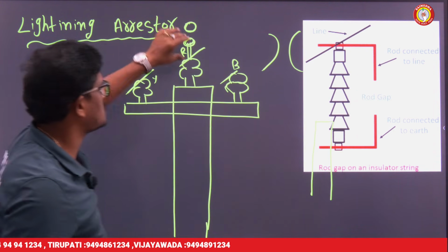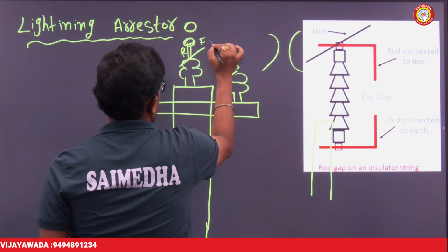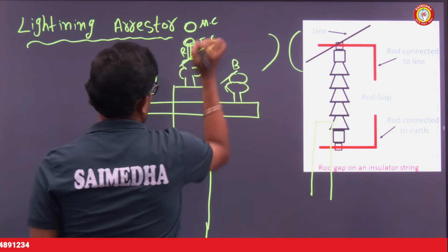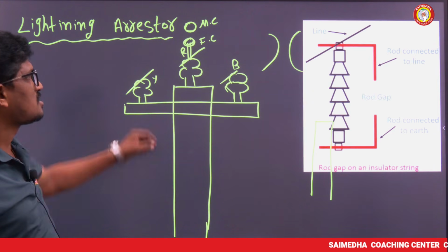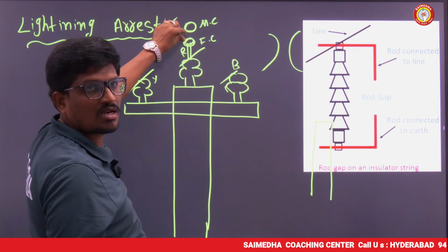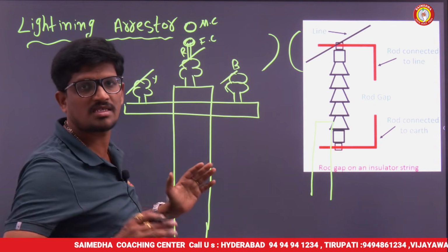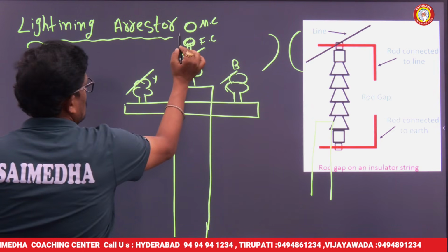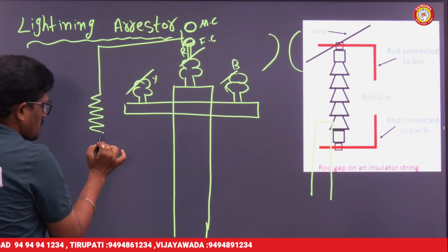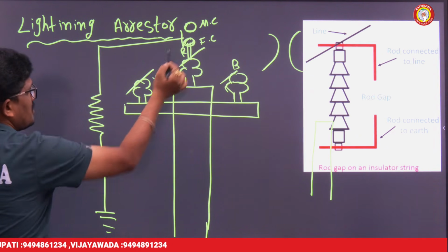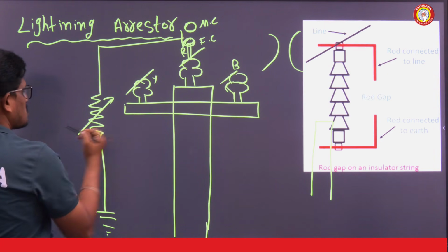Look at this. This is the rod gap lightning arrestor. Suppose this is a fixed contact and this is the moving contact. In normal condition, meaning no strokes occur in a substation, the two contacts are close to each other but not touching each other. Here we provide one wire that is finally connected to the ground. But between the fixed contact and the earth, we provide one resistor. What is this called?